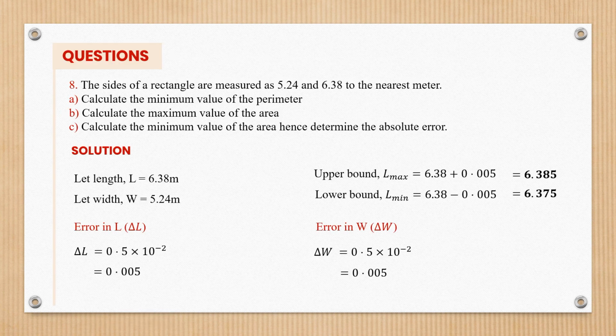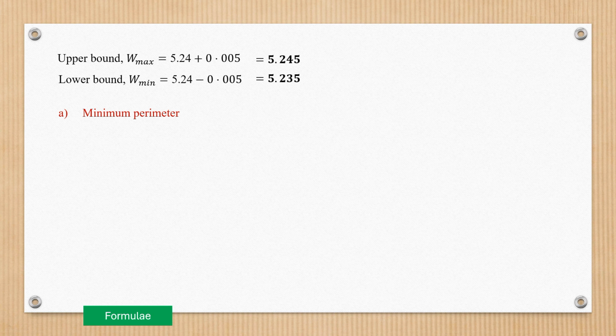So being told to calculate the minimum value of the perimeter, that means we're going to first look at the perimeter. Now remember, perimeter is given as 2 times length plus width. So P min shall be the minimum of that.